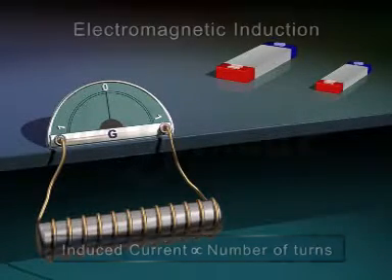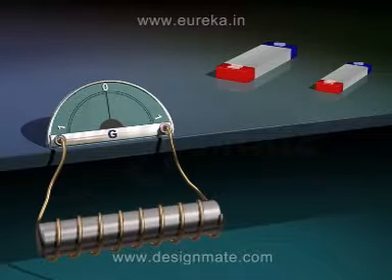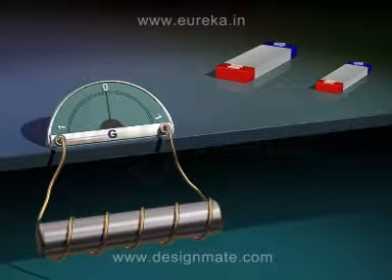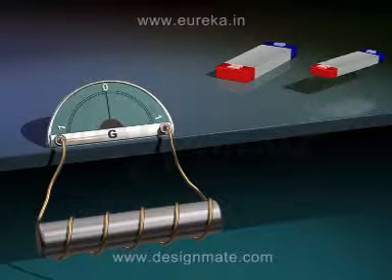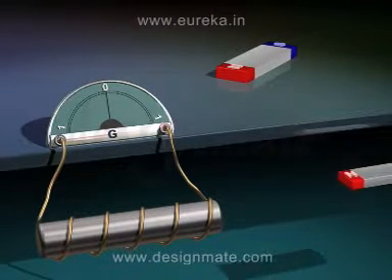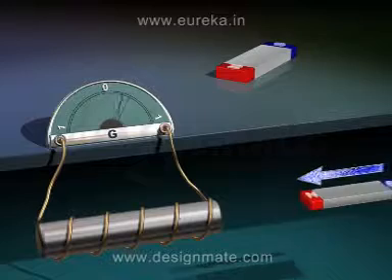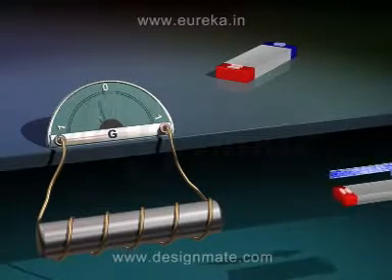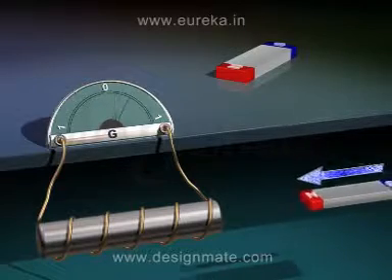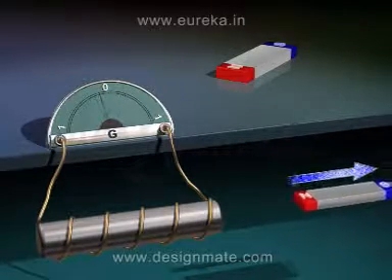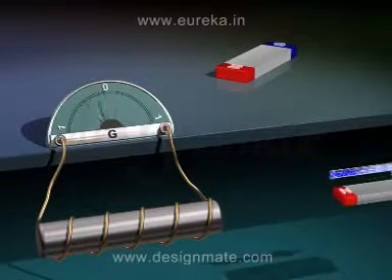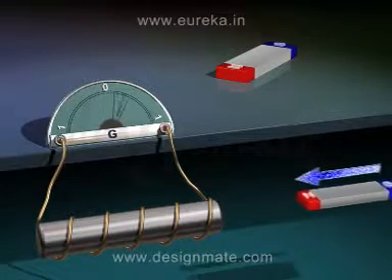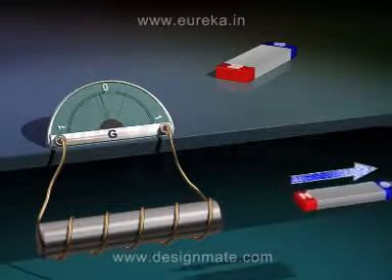Once again, keeping the lesser number of turns in the coil and using the first magnet, if we increase the speed of the movement of the magnet, then also the galvanometer shows more deflection. So we can say that induced current also depends on the speed of movement of the magnet.